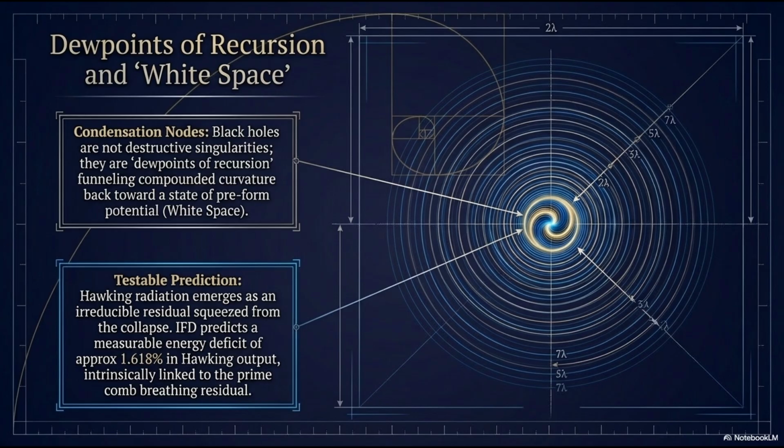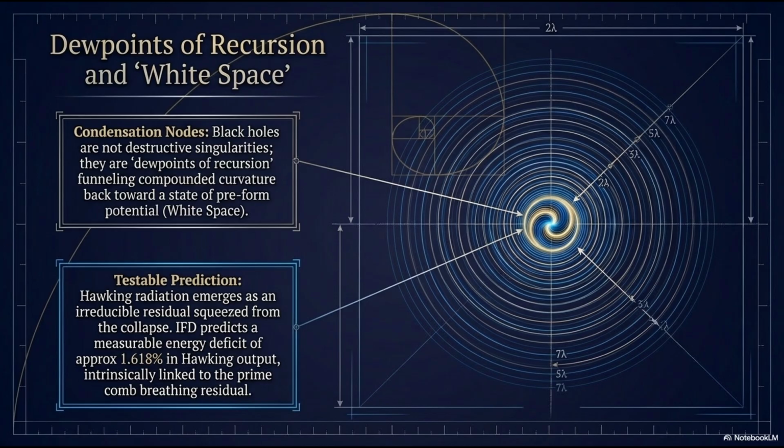IFD makes a highly specific, testable prediction regarding this process. Oh, really? Yes. It argues that because a black hole is mechanically squeezing reality through this geometric bottleneck into white space, there is an irreducible residual left behind. Like pulp left over in a juicer. Precisely. The mechanism relies on the phase drift we discussed earlier. Because the irrational phase waves can never perfectly align with an integer scale without a tiny fraction of friction, the mechanical squeezing leaves a fractional footprint.